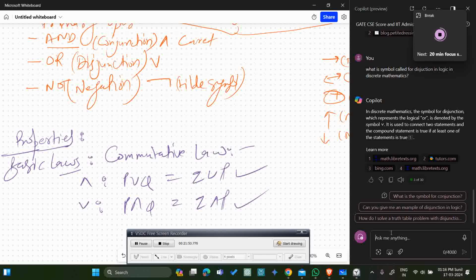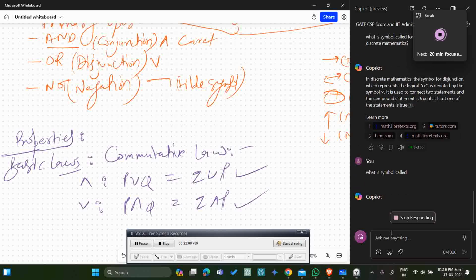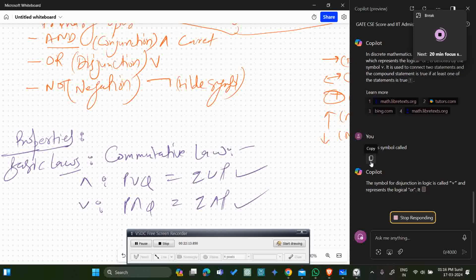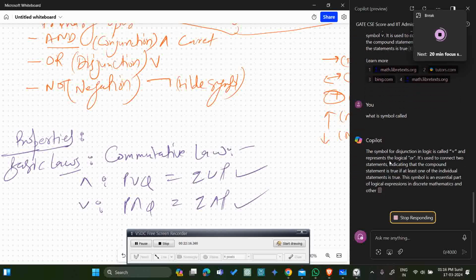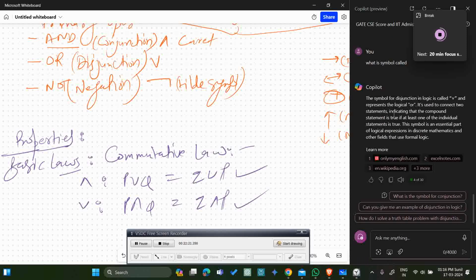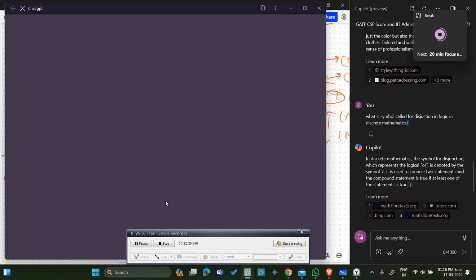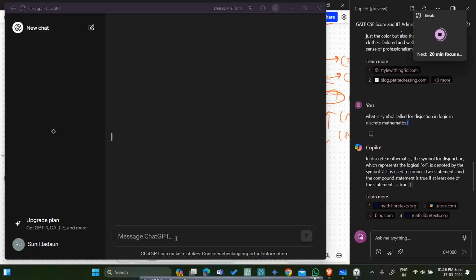So, what is this symbol called? This is not giving me the answer correctly. So we will go for Chat GPT here. I think it is more capable than this.